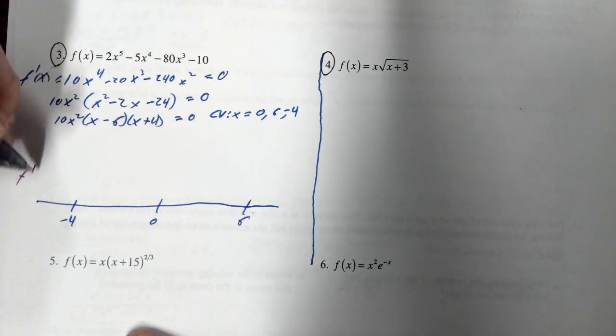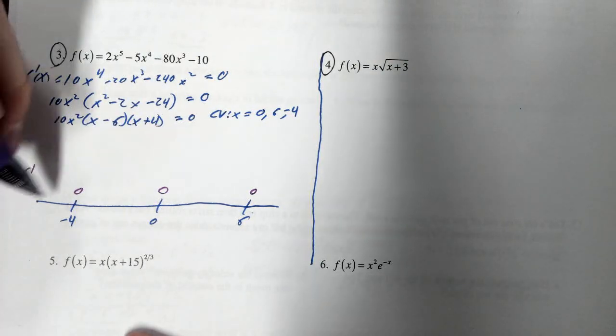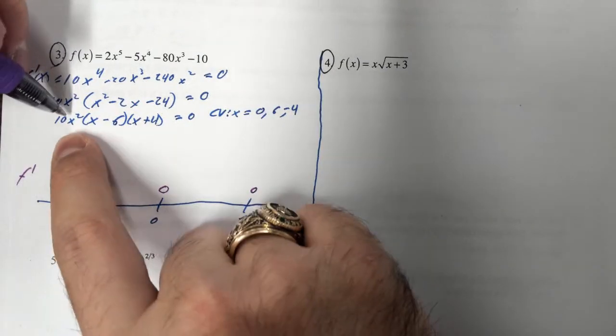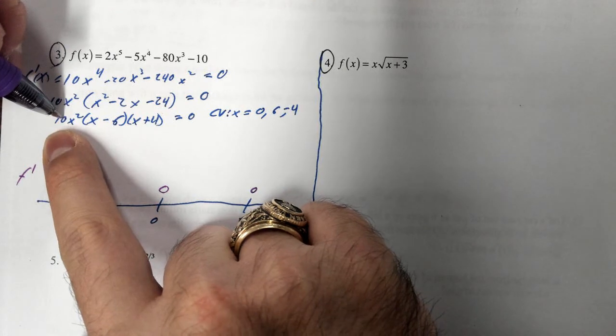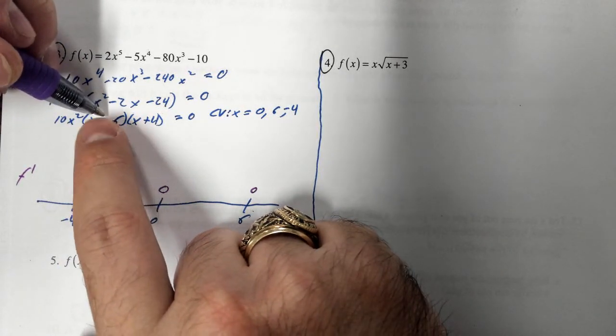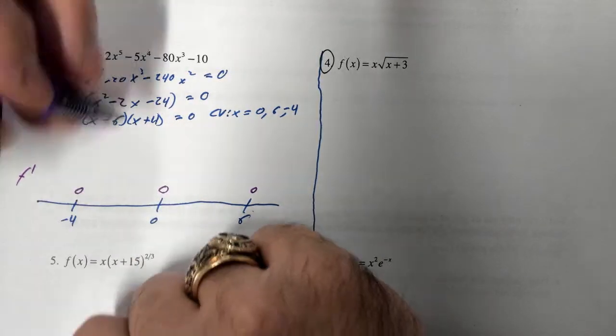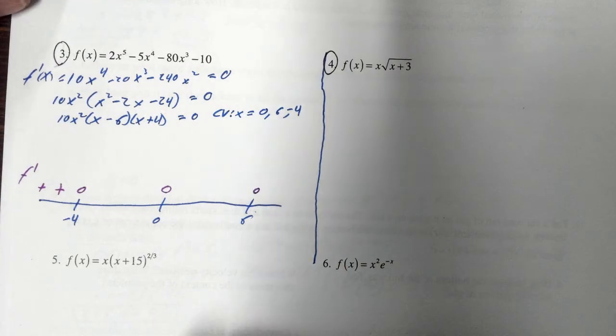Put an f prime above; it's 0 at those spots. If I plug in something like negative 5, squared, it's going to be positive. Negative 5 minus 6 would still be negative. Negative 5 plus 4, still negative. Negative times negative is positive, so we're positive over there.